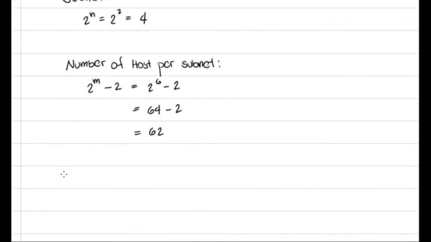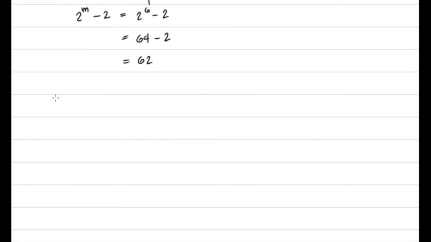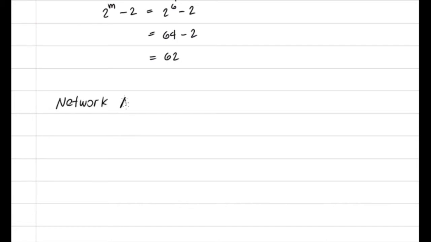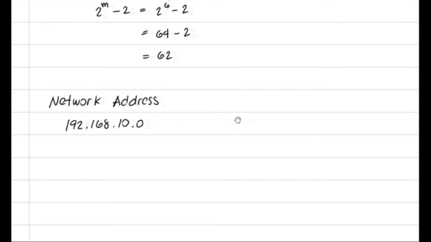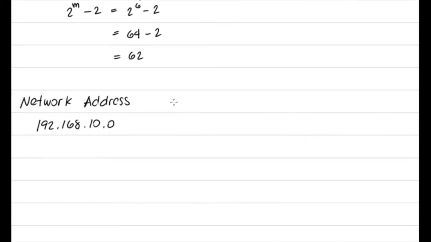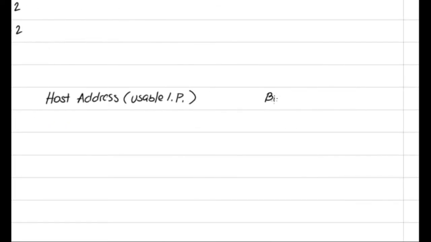And then the next step, we will get our network address. So our given IP address is 192.168.10.0. Next is the host address, or what we call the usable address or the usable IP. The next one is the broadcast address.